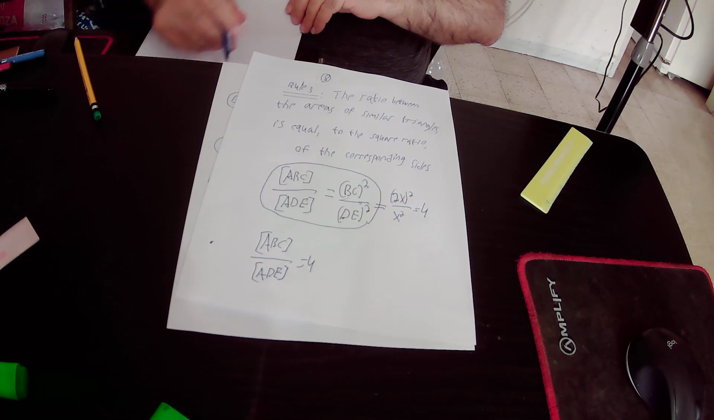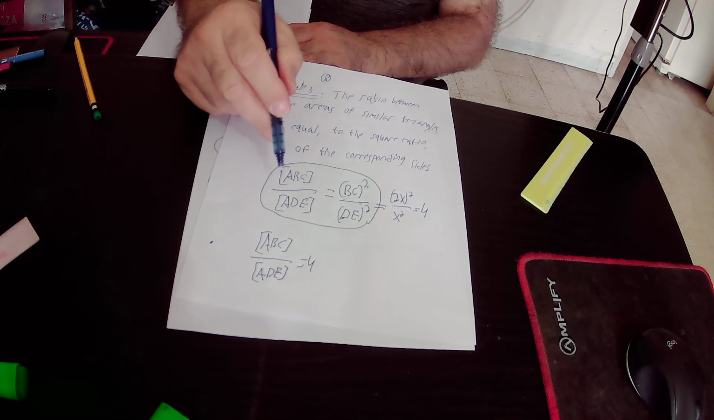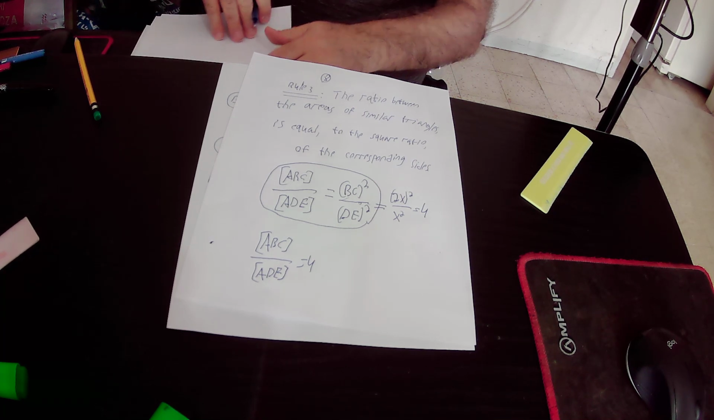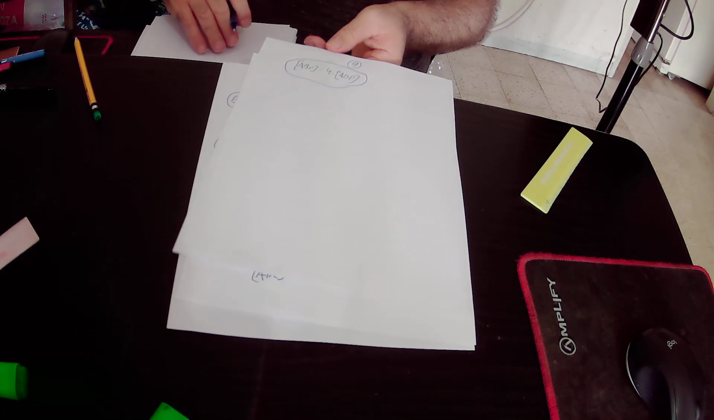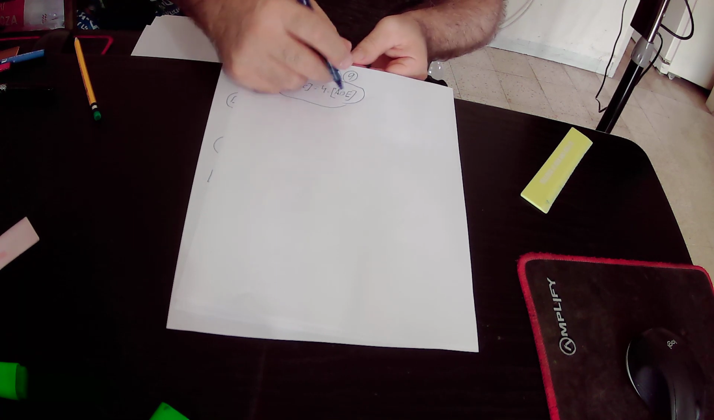So here, if we multiply this equality by the area of triangle ADE, we will get that the area of triangle ABC equals 4 times the area of triangle ADE. Okay, the area of triangle ABC equals 4 times the area of triangle ADE. Okay?